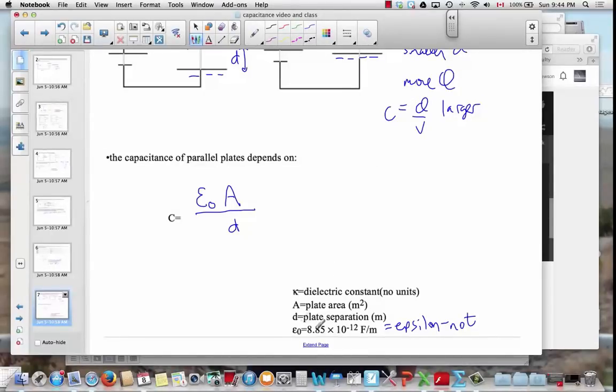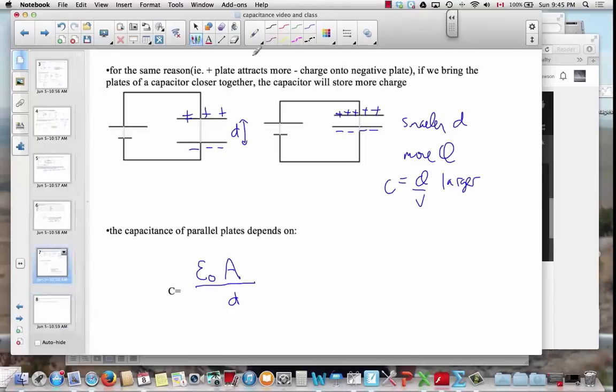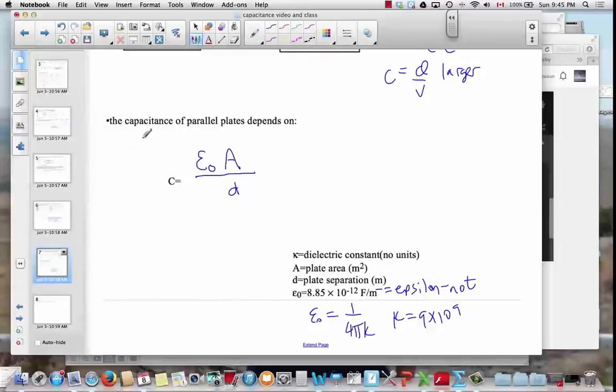Now, we did refer to epsilon naught earlier when we were talking about Gauss's law, and remember that it's 1 over 4 pi times k, where the k is 9 times 10 to the 9. So we could have expressed Gauss's law in terms of epsilon naught or k. Here, really, for capacitance, it's much easier to finally use the proper physical constant epsilon naught. And, well, let's put a box around that one, because that's the capacitance of a parallel plate capacitor. Simplest geometry.